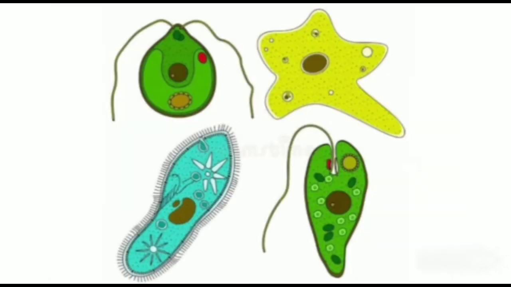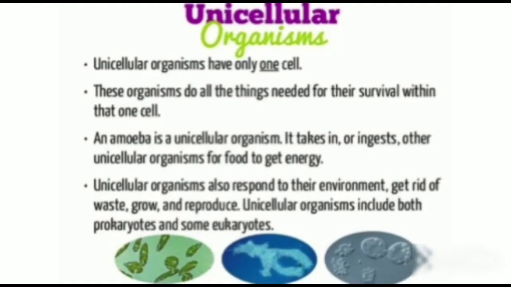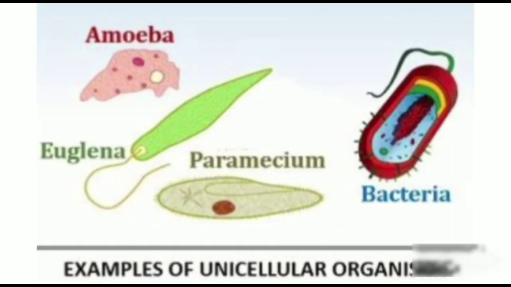There are millions of living organisms in nature. They have different shapes, sizes, and vary in the number of cells they contain. Depending upon the number of cells, organisms are classified into two types: unicellular organisms and multicellular organisms. A unicellular organism, also called a single-celled organism, is an organism that consists of a single cell. A single cell is capable of performing all life processes like respiration, excretion, growth, etc. Amoeba, paramecium, euglena are the best examples of unicellular organisms.